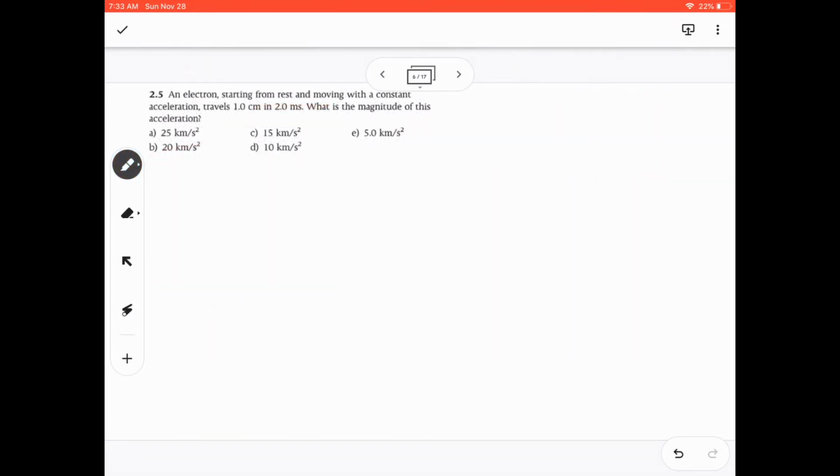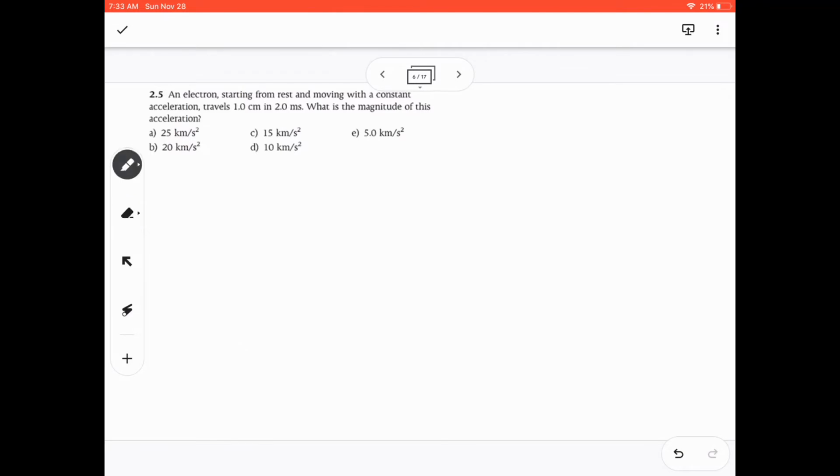Question 5. An electron starting from rest and moving with a constant acceleration travels 1 centimeter in 2.0 milliseconds. Alright, so we have centimeter and millisecond over there. What is the magnitude of its acceleration? Now, if you look at your given, they are both in centimeter and millisecond. And then your choices, you have kilometers and second. It means that you're going to convert centimeter to kilometer, because kilometer is there in your choices, and then millisecond to second.